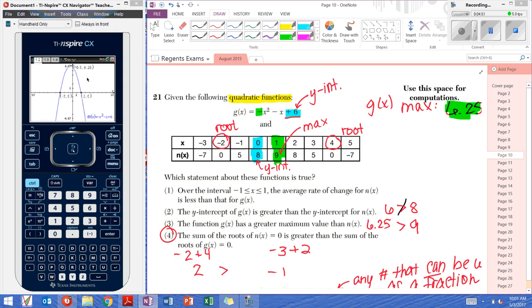And then 4, this is a little weird, the sum of the roots. So the roots, remember, are the zeros. I found my zeros already in my graph for g of x. And in my table, I circled them, but I'll just highlight them as well, -2 and 4. So sum means that we need to add them. So -2 plus 4 is 2. And -3 plus 2 is -1, so 2 is bigger than -1, so number 4 was the correct answer.